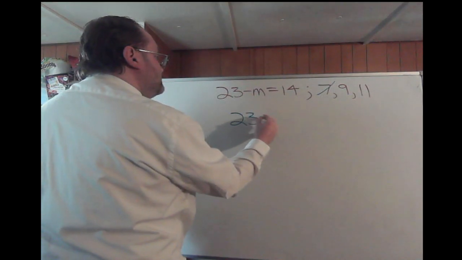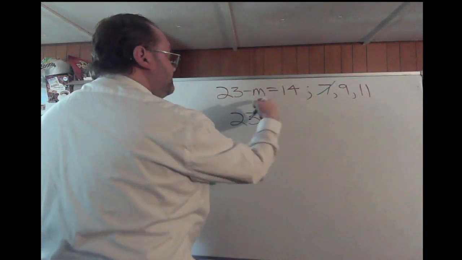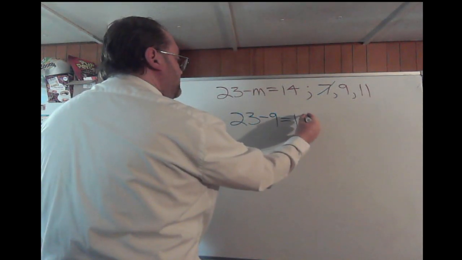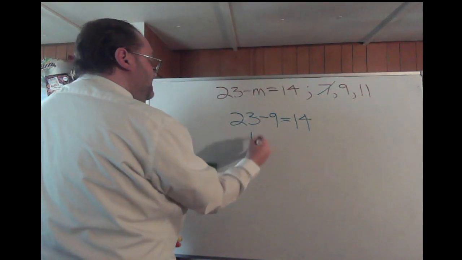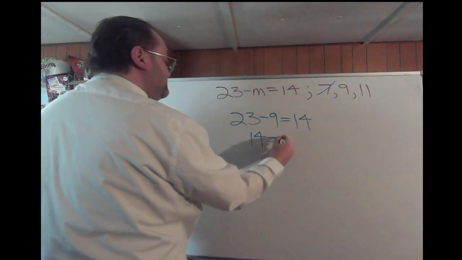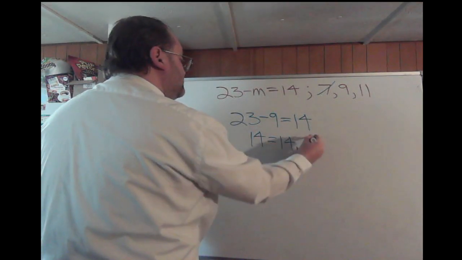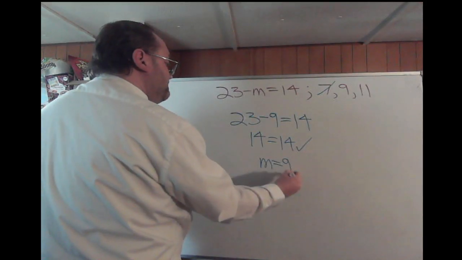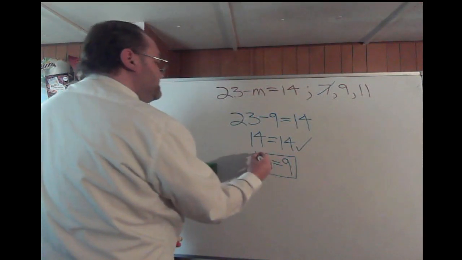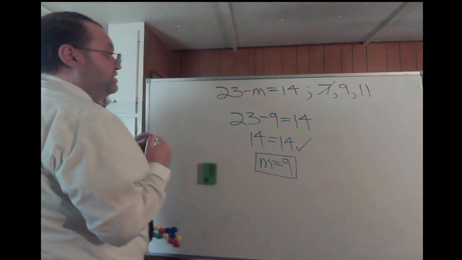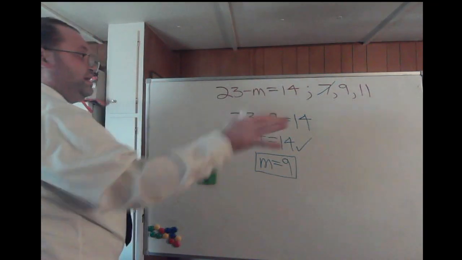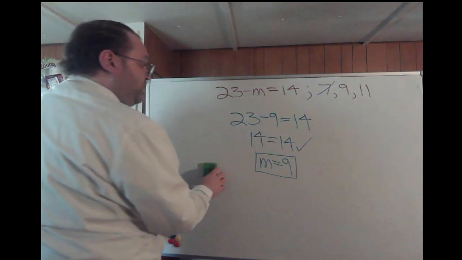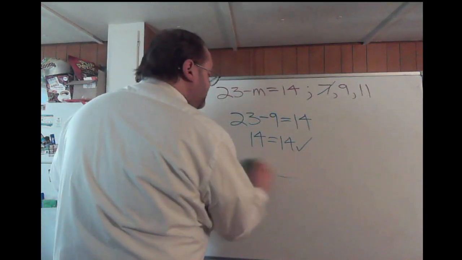How about 23 minus 9? We'll put 9 in for m. Does 23 minus 9 equal 14? Well, 23 minus 9 is 14. 14 does equal 14, so yes. M is equal to 9, because we got a true statement. We don't even have to bother with 11. We can forget about 11. We found our solution with m equals 9. So that's good enough there.